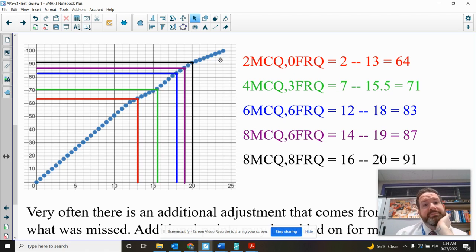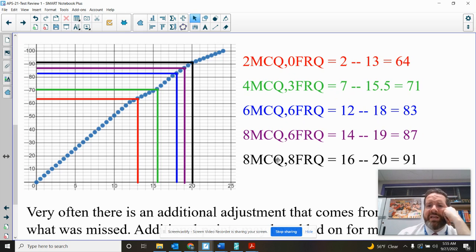Here's a couple examples. Let's imagine the first time through, all you get right is 2 multiple choice questions. That's it. You get nothing on the free response. That means that you earned 2 points. Once you have done your corrections and get half credit back for everything you missed, added to those 2 you already got, you've got 13 points. 13 points puts you here, which ends up being a 64%. That's the number that goes in the gradebook.